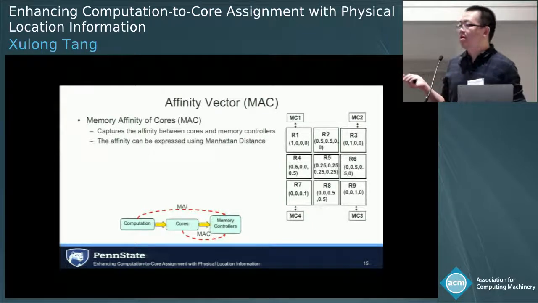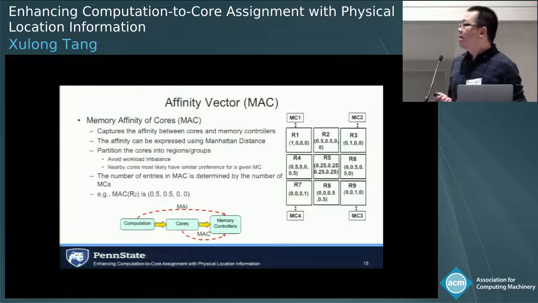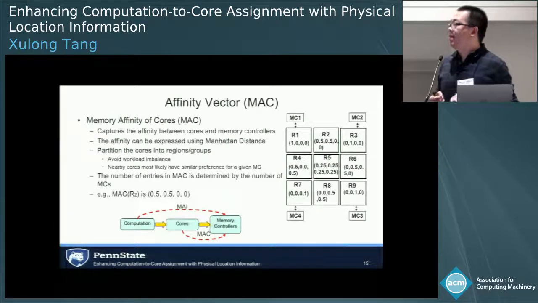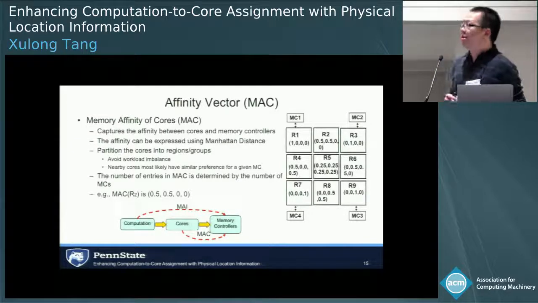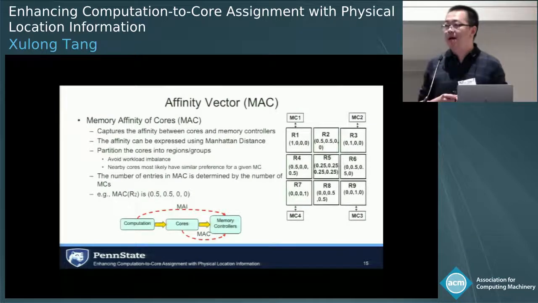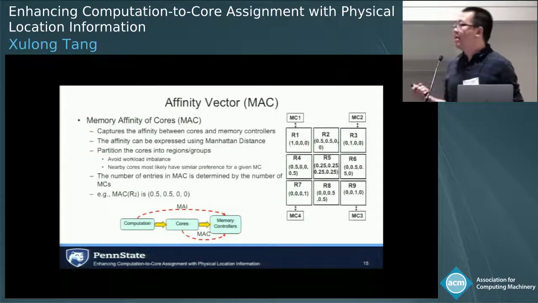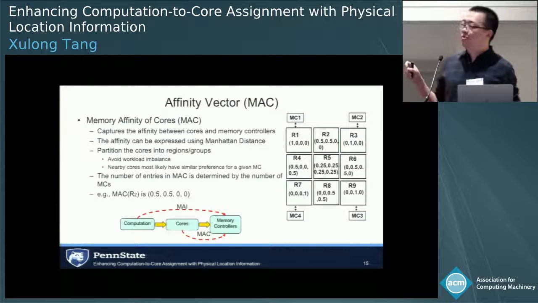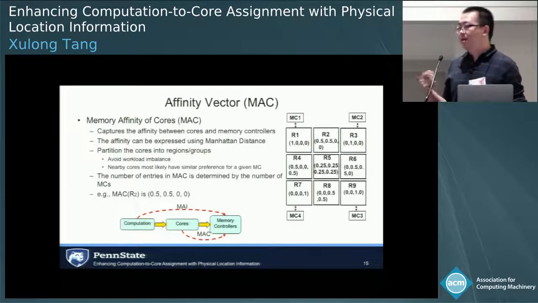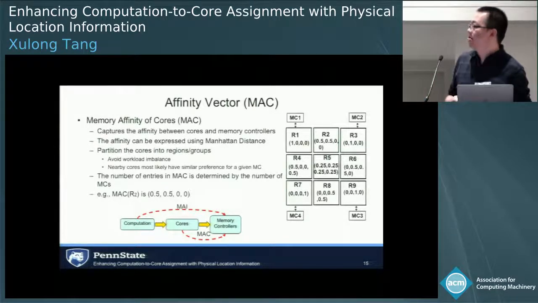So for example, recall we have a 9x9 manycore system. So we divide it into 9 regions, and each region contains 3x3 cores. This is based on the observation that nearby cores have similar preference to a given memory controller, and the benefit of doing so is we try to avoid workload imbalance across cores. So basically, we are trying to assign computation to regions instead of individual cores, and within the region, we distribute the workload in a round-robin fashion, such that the workload is balanced across cores.